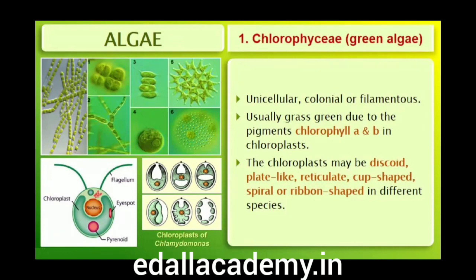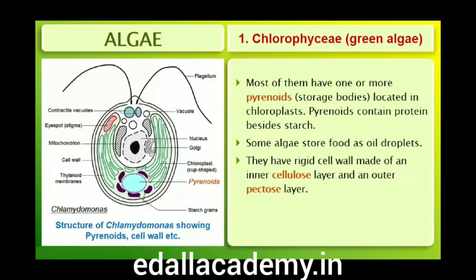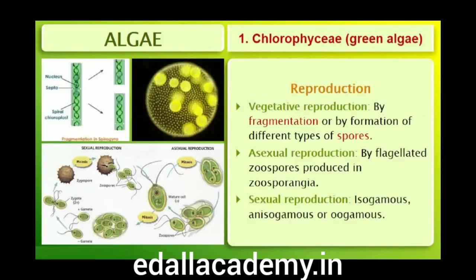The chloroplasts may be discoid, plate-like, reticulate, cup-shaped, spiral or ribbon-shaped in different species. Most of the members have one or more storage bodies called pyrenoids located in the chloroplasts. Pyrenoids contain protein besides starch. Some algae may store food in the form of oil droplets. Green algae usually have a rigid cell wall made of an inner layer of cellulose and an outer layer of pectose.